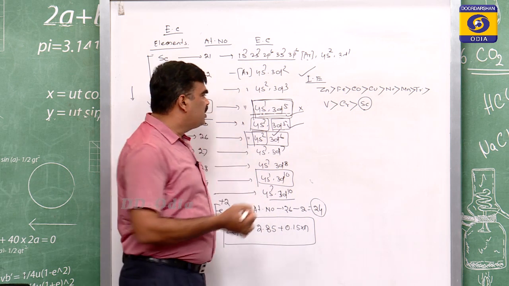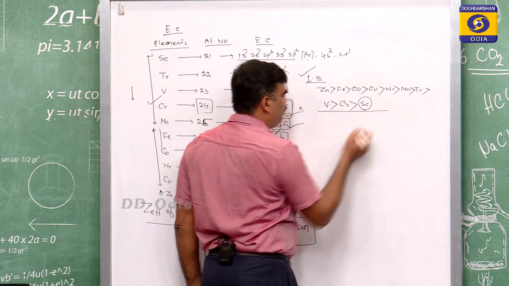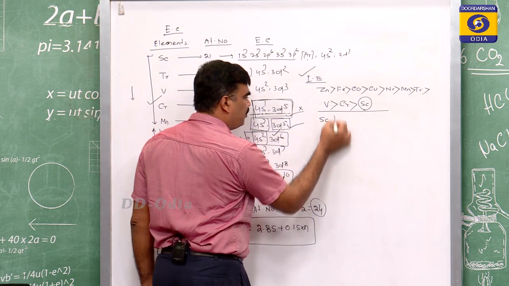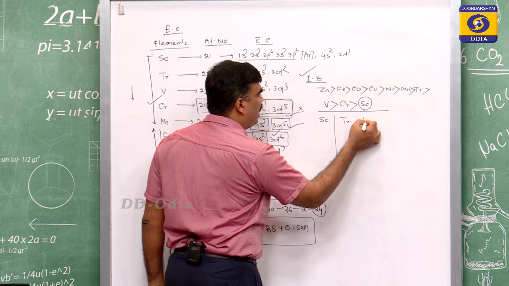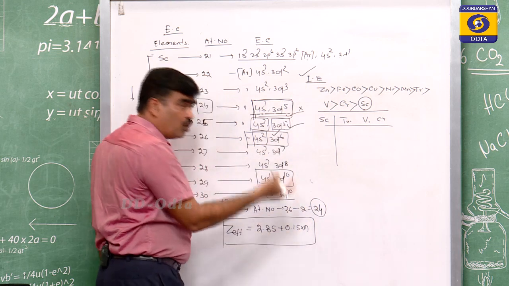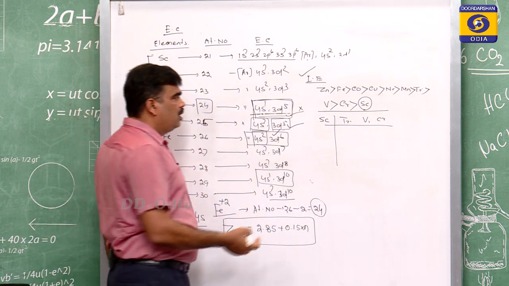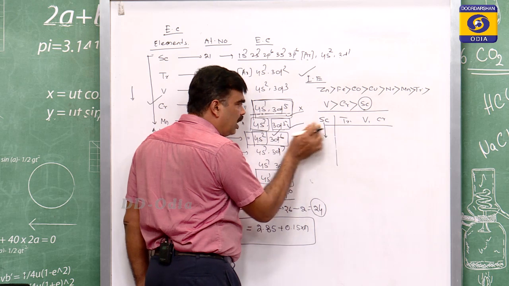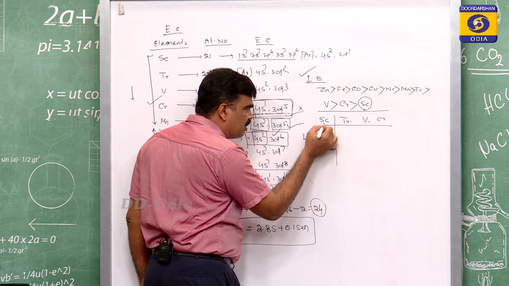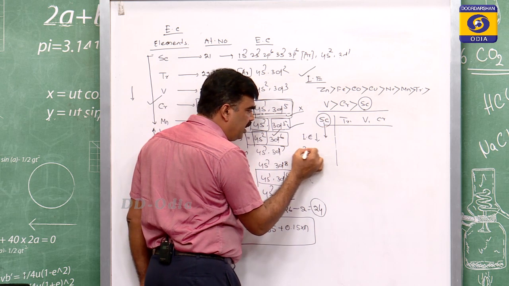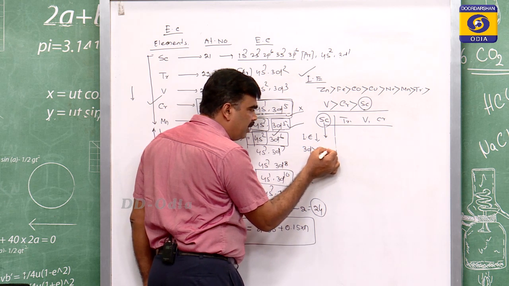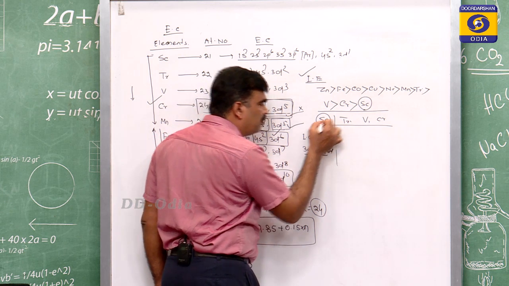Okay. Next, if you look into the group, scandium group, scandium, here is your titanium, vanadium, chromium, these are the different groups. But if you move down the group, the ionization energy decreases in the scandium group. That is, the ionization energy of 3d is greater than 4d, greater than 5d. Remember this only for scandium.